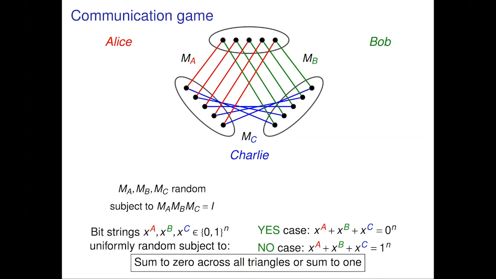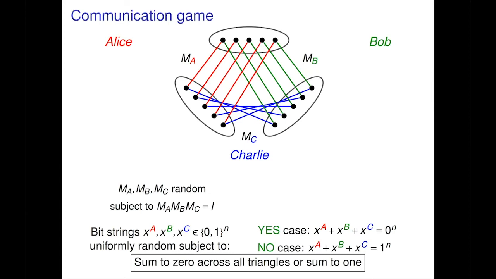There will be three parties, Alice, Bob, and Charlie, and a three-partite graph pictured on the slide. The three parts are connected by matchings. There is the red matching, Alice's matching MA. There's the green matching, Bob's matching MB, and Charlie's blue matching. These matchings are random, subject to the constraint that their composition is the identity. So this is really just a union of disjoint triangles.